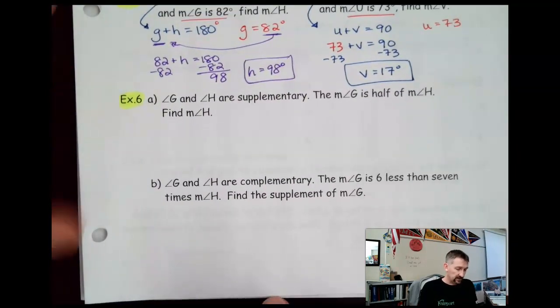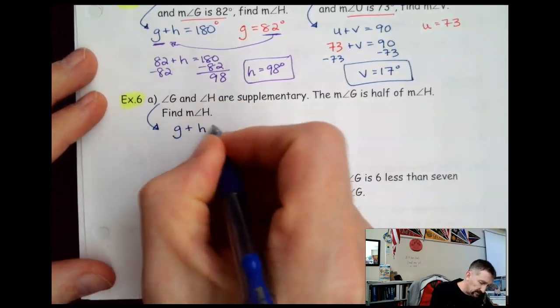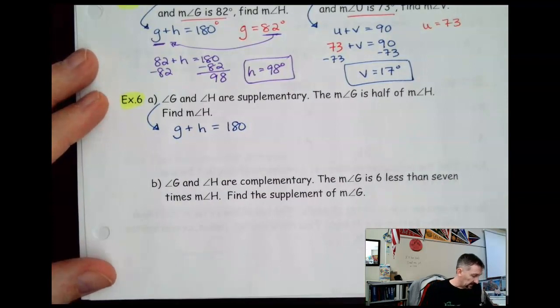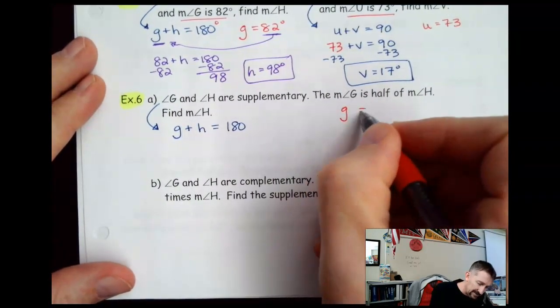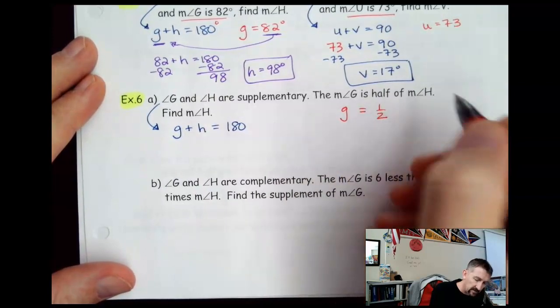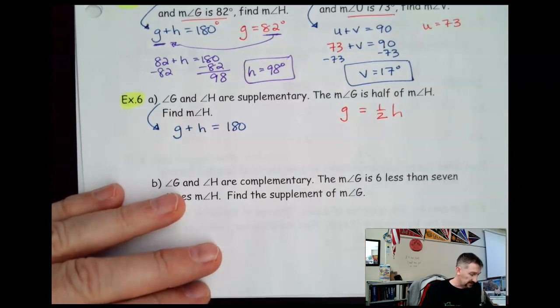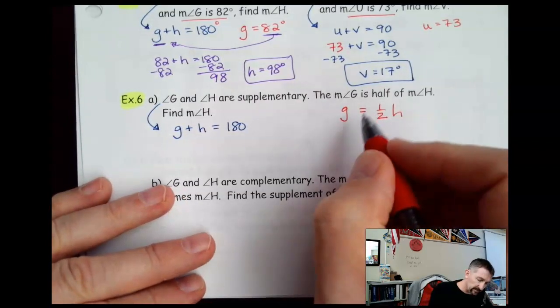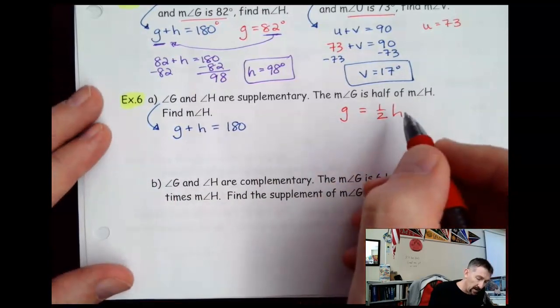So G and H are supplementary. G plus H equals 180, supplementary means they add up to 180. Now, over here, G is half of H. Let's write that out. G is half of H. So, what we can do is substitute 1/2 of H in for G.